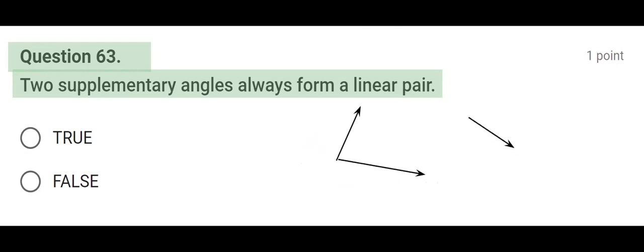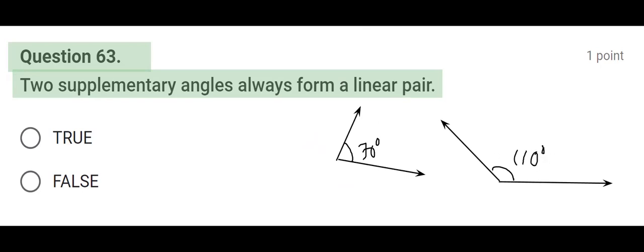In question number 63 it says, two supplementary angles always form a linear pair. Let's check. For example, I took an angle here. Say, for the first angle, I have to take two supplementary angles. Say this is one, and let's say this be the other. Let's say this angle is 70 degrees and take this as 110 degrees. Now these are supplementary.